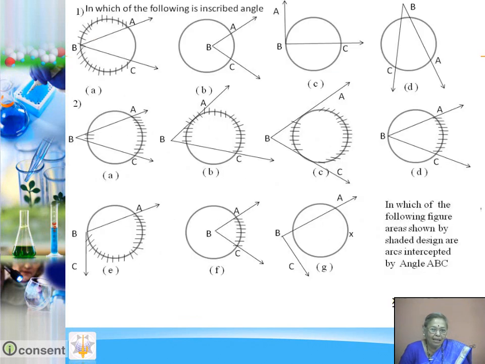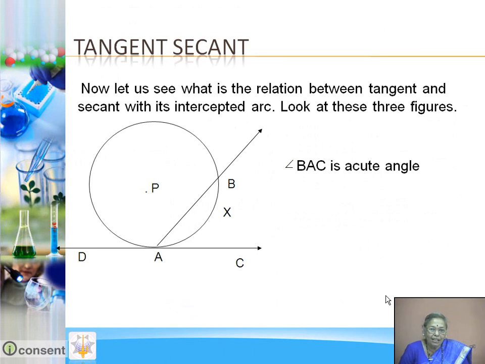Now let us see another example. Here, a tangent and a secant is drawn. The angle is formed by a tangent and a secant. The angle formed is BAC. Here, angle BAC is an acute angle.